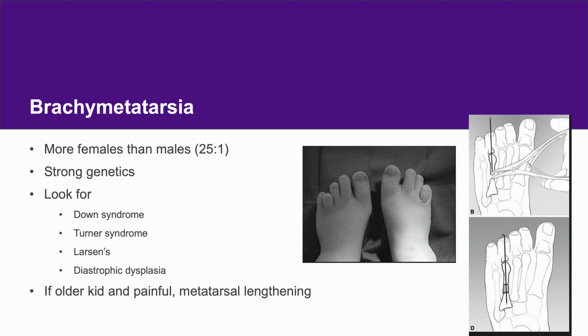Brachymetatarsia is more common in females than in males by about 25 to 1. It has a strong genetic component, and again, other than being cosmetically unsightly, the important thing for you guys for the exam is that it is associated with a lot of other conditions, including Down syndrome, Turner syndrome, Larsen's, and diastrophic dysplasia. If it's very painful and the kid has been resistant to shoe wear modifications, a metatarsal lengthening can be undertaken, but this is often not needed.